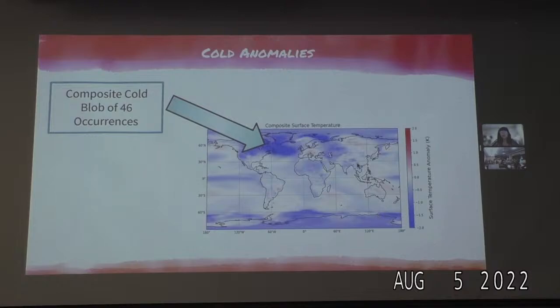But I thought it was really interesting that when the threshold was set to negative 1.5, you can still see that there are some areas on the rest of the globe that are a little bit warmer and not completely cold as well.